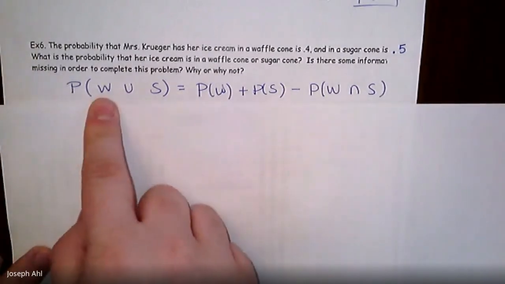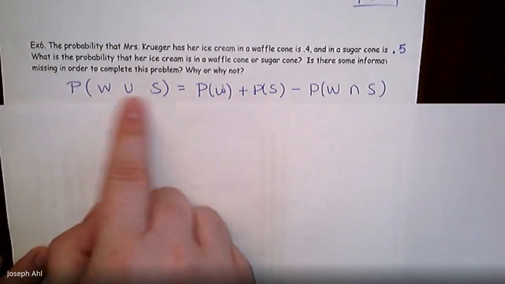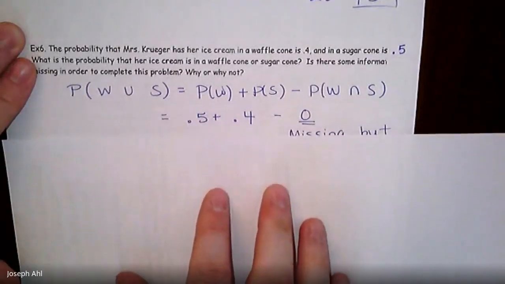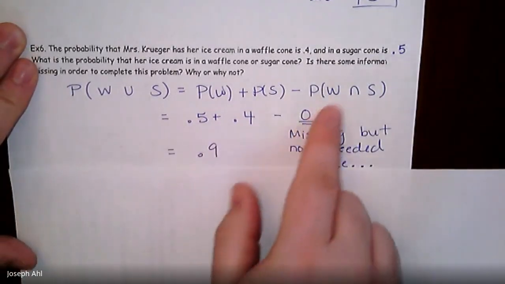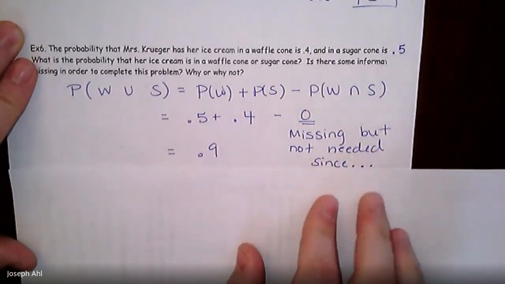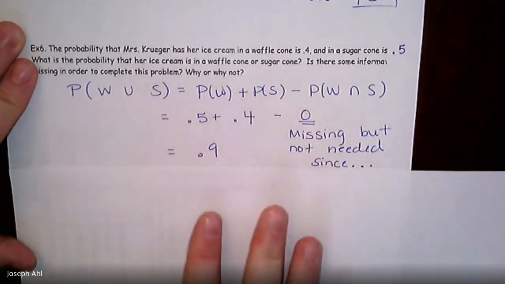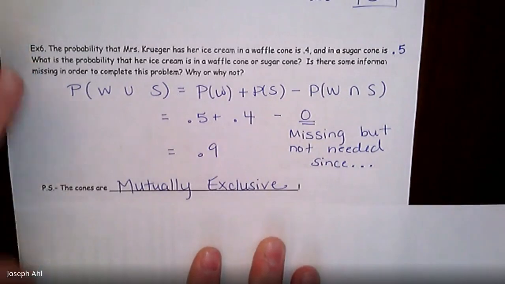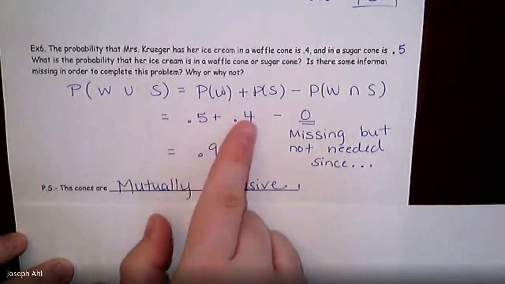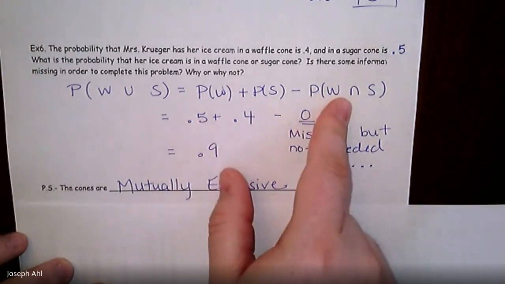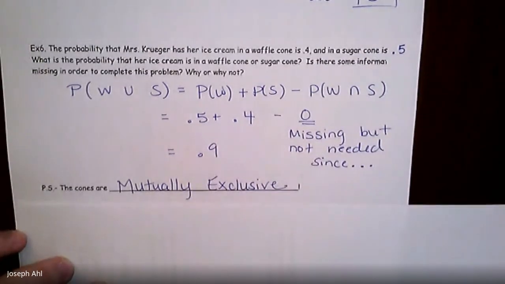So if this is the probability we're calculating, waffle or sugar, even though this is missing, that intersection, it's not needed because these two events, waffle cone and sugar cone, are mutually exclusive. So that means we can just add the probabilities together, not really worry about that intersection because there would be no intersection. Okay. Hopefully you have a good grasp of the addition rule and the term mutually exclusive now.